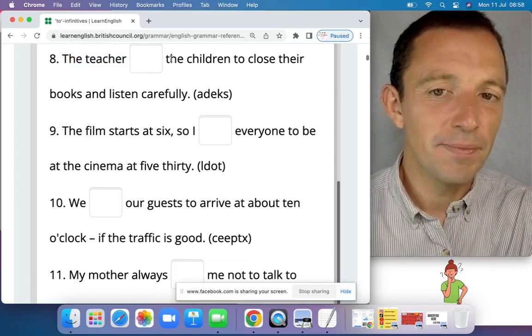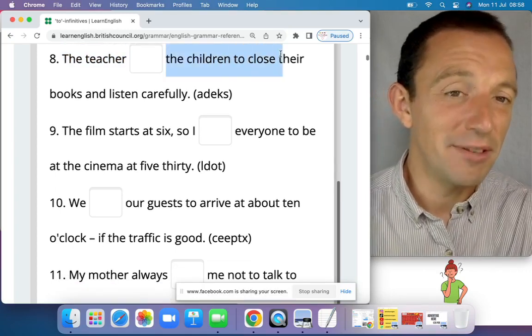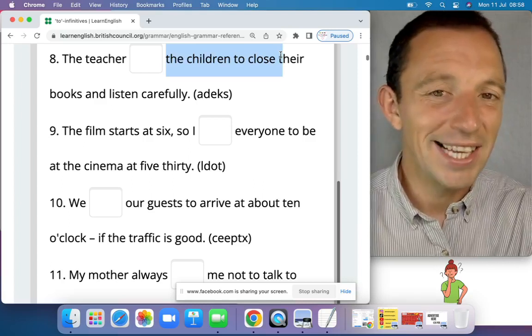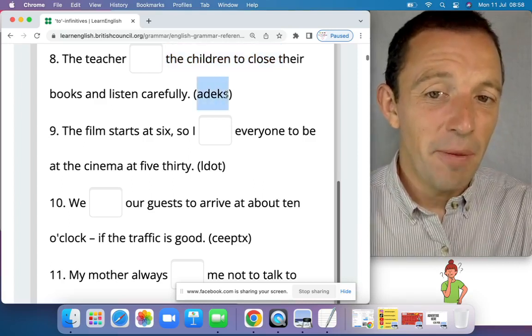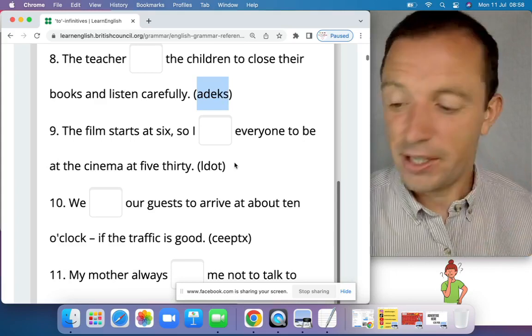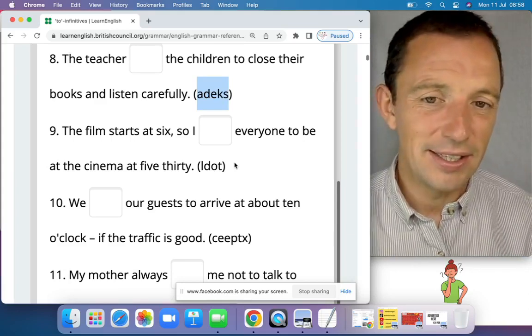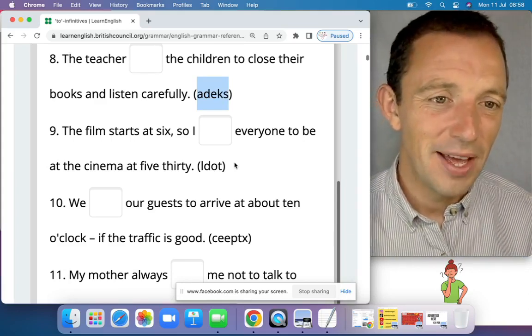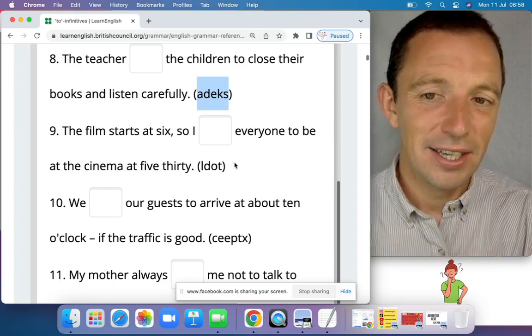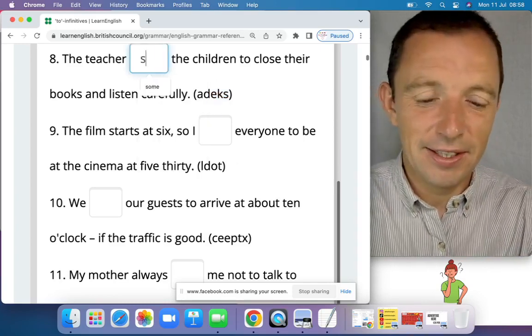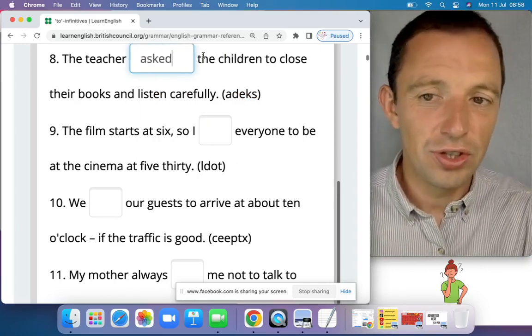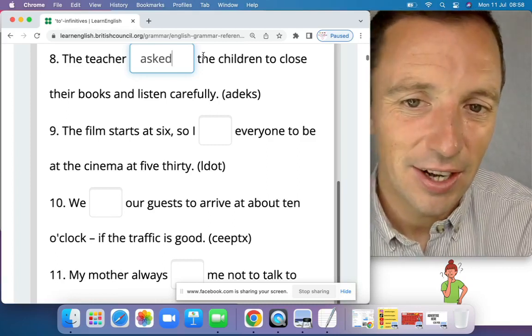Number 8, the teacher, something the children, that's the direct object plus the infinitive, to close their books and listen carefully. The verb, I think it's very clear. The verb is the verb to ask, but it's in the past. So the teacher asked the children to close their books and listen carefully.